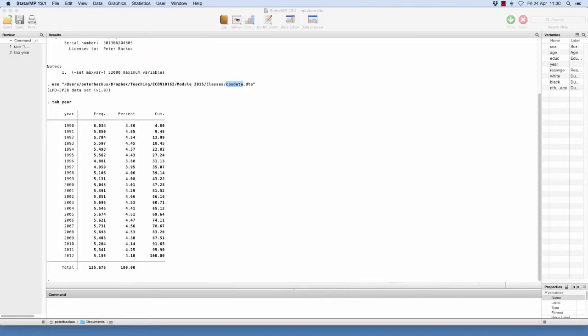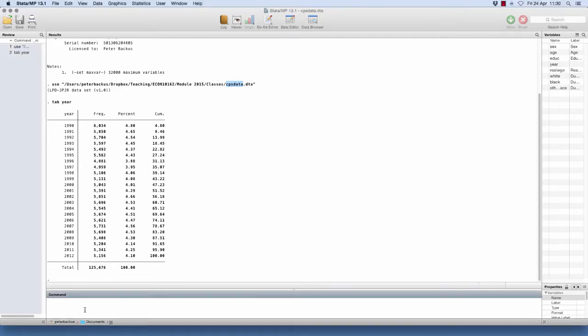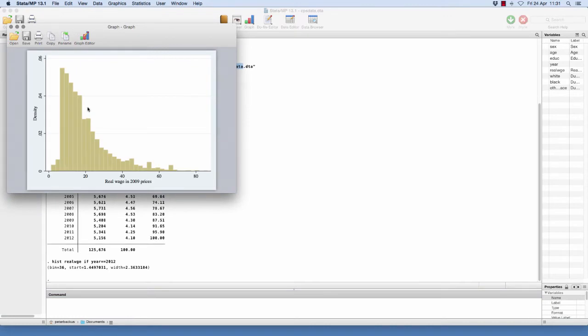Let me open my do file here. This is usually a good way to just get a sense of what our data look like. So we're just going to use this command, hist or histogram real wage if year equals 2012. Now this condition is saying, Stata, do this command for me, draw a histogram of the real wage, but only for the year 2012. Then we hit enter and look at that lovely little histogram there.